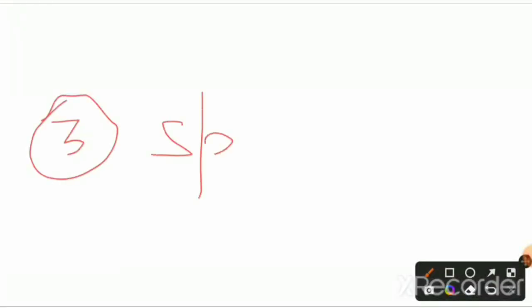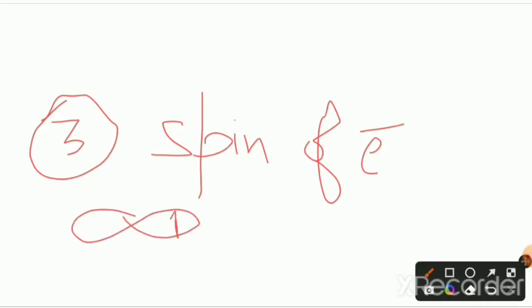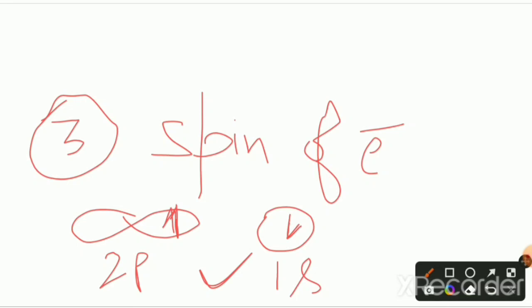So the third postulate of valence bond theory explains the spin of electrons. It means the spin must be opposite in overlapping orbitals. This is a 2p orbital and this is a 1s orbital. This is in the upward direction, this is in the downward direction. It means overlapping takes place.